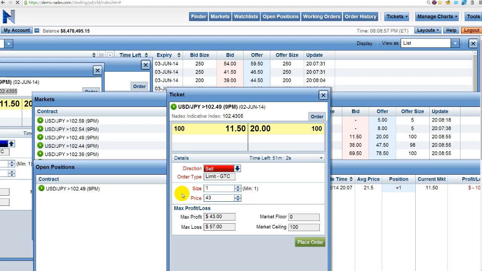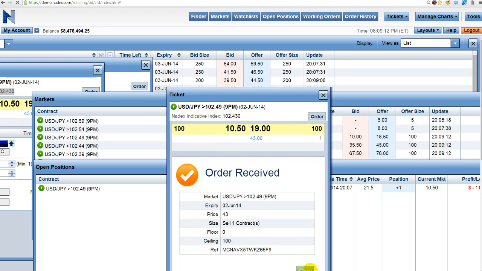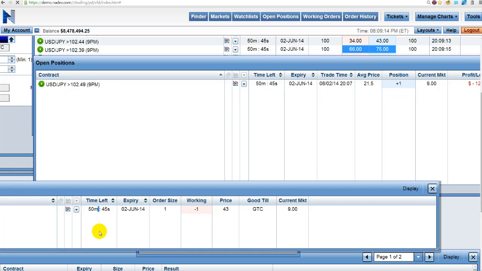We have a lot of strategies we teach. But if I'm targeting a strike, I'll put an order to sell at 43. So if I think it's going to hit 102.49 or get really close, a gap fill trade, things like that, I'll sell at 43. Okay, so I put my order in there. Now I've got a sell limit order working for me.